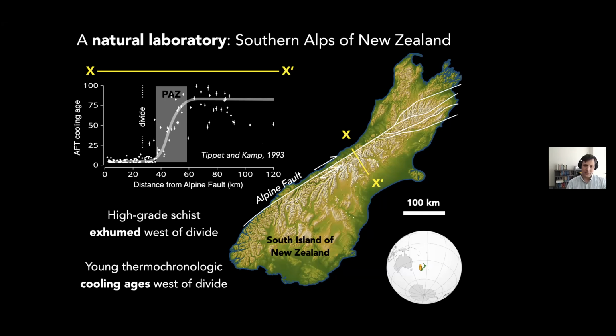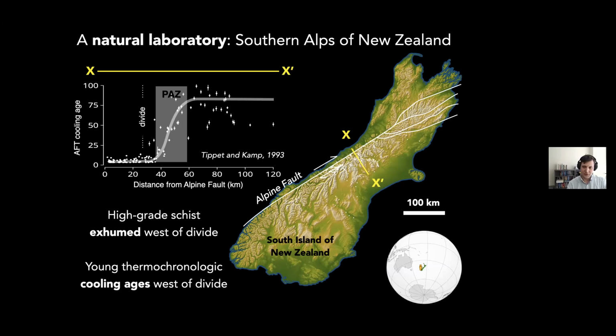Perhaps even more directly, we can look at exhumation rate through the lens of thermochronology. So this is now a plot that shows apatite fission track cooling ages with distance away from the Alpine Fault along this X to X prime transect. And what you can see is that along the western side of the orogeny, west of the divide, you have very young cooling ages, and that these cooling ages rapidly increase and essentially reach an unreset age component on the eastern side of the orogeny.